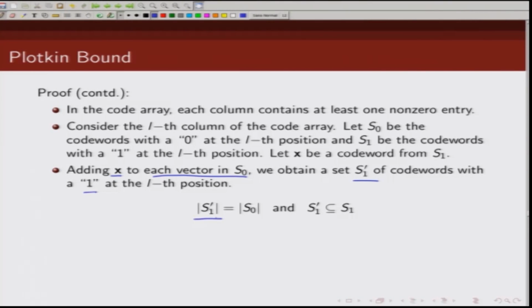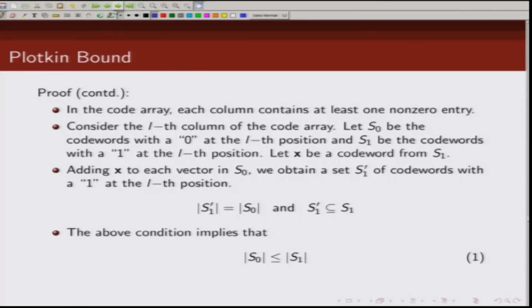So, clearly the number of code words in S1 prime is the same as in the original set S0, and this set S1 prime is a subset of the set of code words which have 1 at the ith location. Now, from this condition we can conclude that the number of code words which have 0 at the ith location must be less than or equal to the number of code words which have 1 at the ith location.